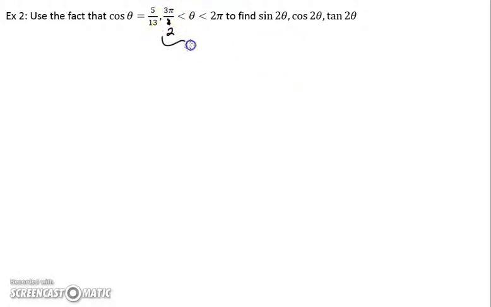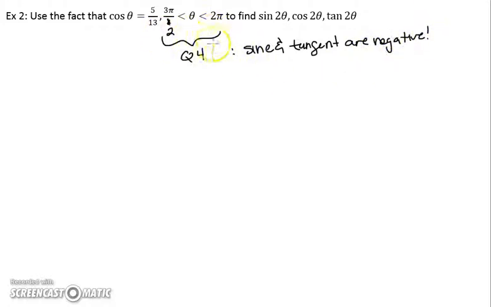Well, all this little thing right here means is that we are in quadrant 4. So that allows us to know that cosine is positive, but we also know that sine and tangent are going to be negative. So that's what this is telling us: when we get our answer for sine and tangent, they're going to be negative.